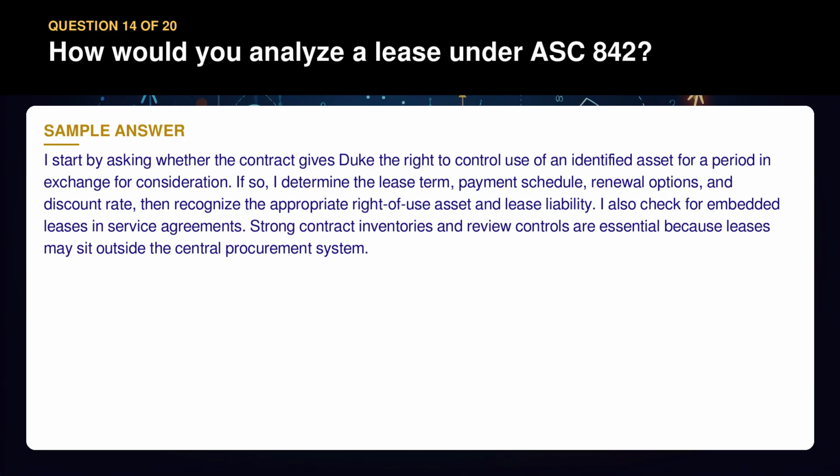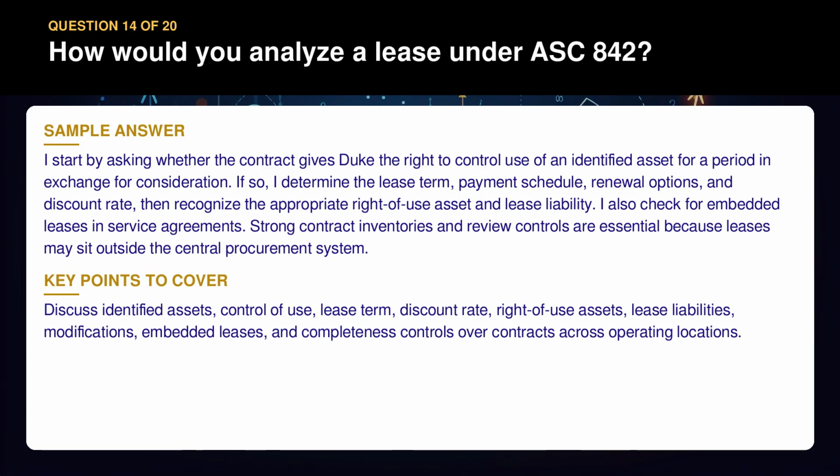I also check for embedded leases in service agreements. Strong contract inventories and review controls are essential because leases may sit outside the central procurement system. Discuss identified assets, control of use, lease term, discount rate, right of use assets, lease liabilities, modifications, embedded leases, and completeness controls over contracts across operating locations.